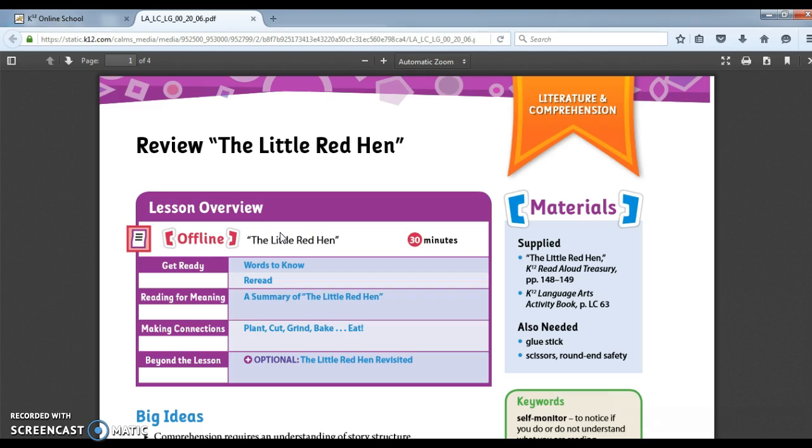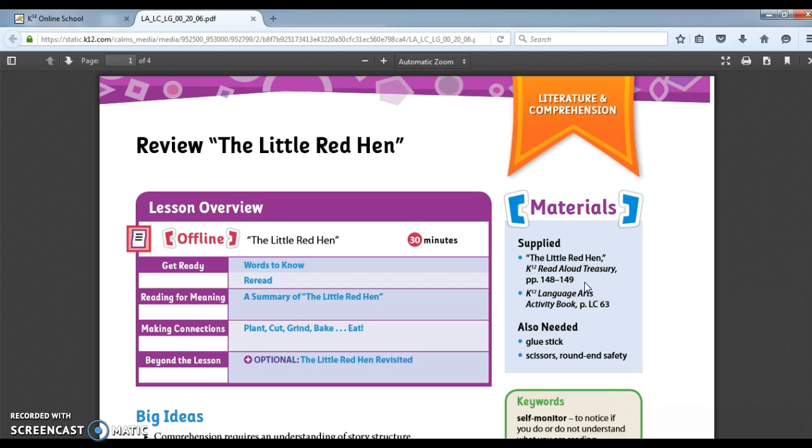We're going to continue our work in Unit 20. This is Lesson 6, and the title of this lesson is Review the Little Red Hen. We're going to continue looking at the story The Little Red Hen, and that story is found in your K-12 Read Aloud Treasury on pages 148 and 149.